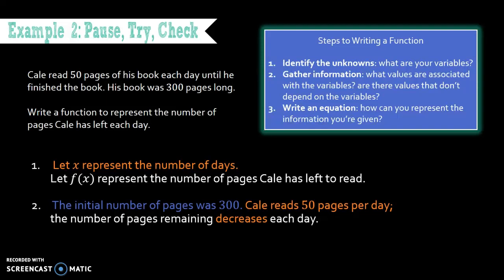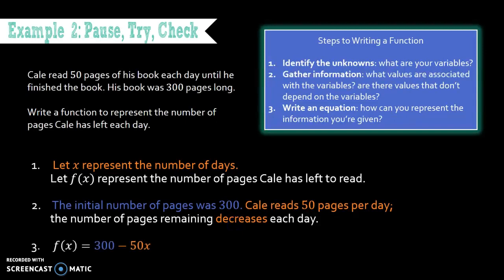Let's find the values that are attached to our variables. I know that my starting number of pages is 300, and then I'm going to be reading 50 pages per day. I'm going to be subtracting 50 pages off of my total every single time that a day passes. We will be decreasing the total pages remaining after each day passes.